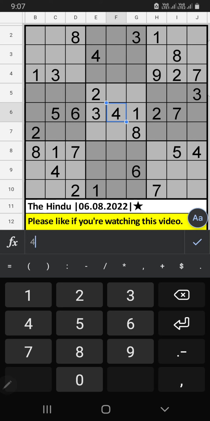One star Sudoku. Sixth row, two numbers are remaining, 8 and 9. Column B, we already have 8. So 8 can't come in the cell. 8 is confirmed here. The 9 is here.